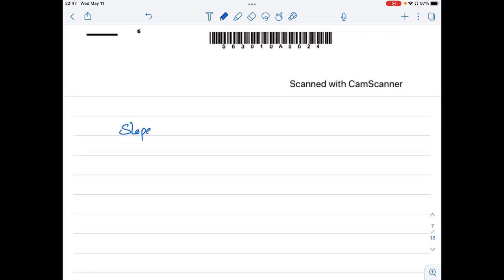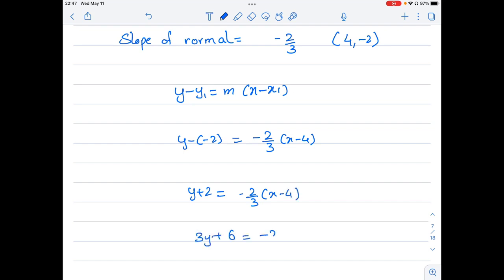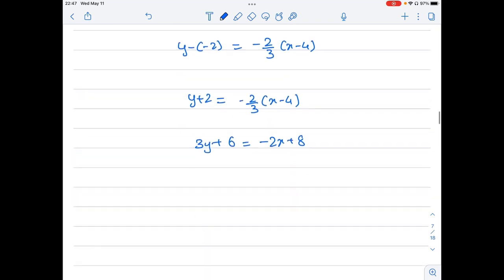So slope of the normal will be equal to the reciprocal and change the sign. So 3 upon 2 reciprocal is minus 2 upon 3. And the point is 4 comma negative 2. So y minus y1 equals m times x minus x1. So y minus of minus 2 equals minus 2 upon 3 times x minus 4. So y plus 2 equals negative 2 upon 3 times x minus 4. Cross multiplication, 3y plus 6 equals negative 2x plus 8. So what will be the final equation? 2x plus 3y plus 6 minus 8 equals 0, which makes 2x plus 3y minus 2 equals 0.